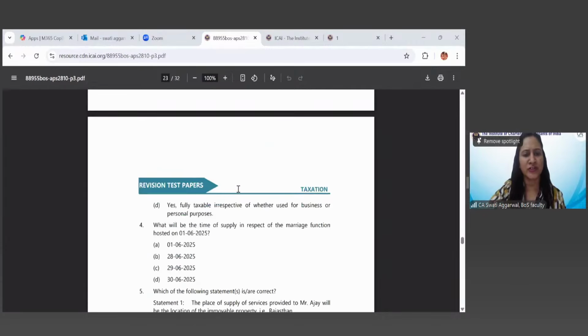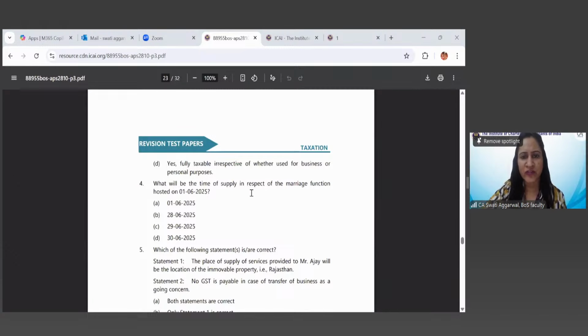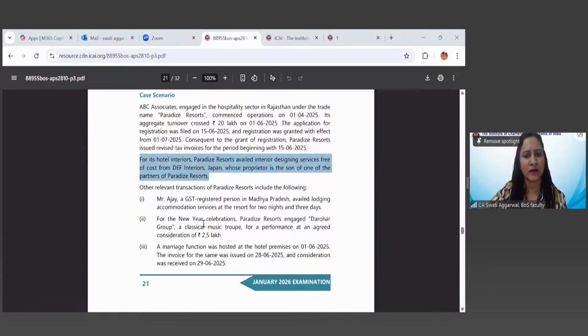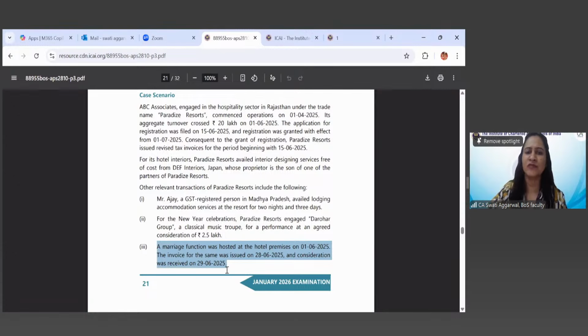Now moving to the next question. What will be the time of supply in respect of the marriage function hosted on 1st June 2025? Option A, 1st June, option B, 28th June, option C, 29th June, and option D, 30th June. And the relevant information you can see is this. A marriage function was hosted at hotel premises on 1st June. Invoice for the same was issued on 28th June and consideration was received on 29th June. So what is the time of supply?